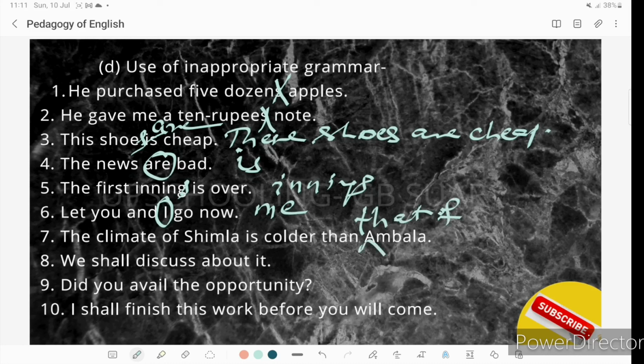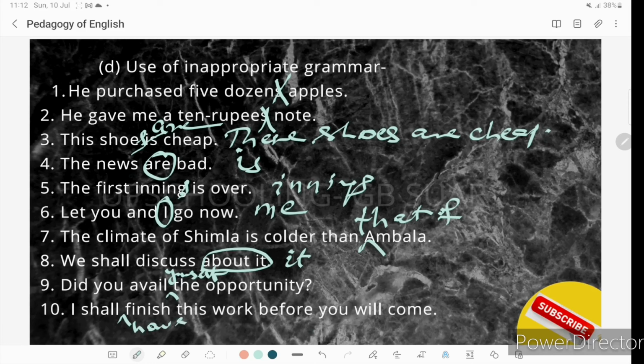These are the areas where we commit mistakes as Odia speakers learning English. We shall discuss about it. About it नहीं होगा. We'll discuss it. Okay. Did you avail the opportunity? Did you avail yourself of the opportunity? I shall finish this work before you will come. No, I shall have finished. यहाँ पर I shall have finished this work before you come.